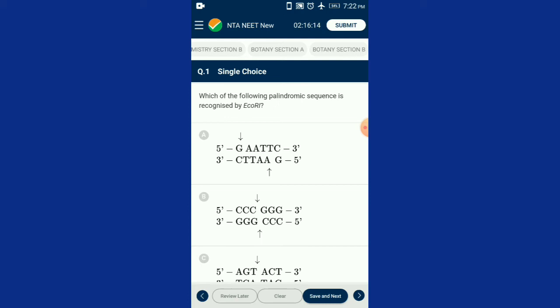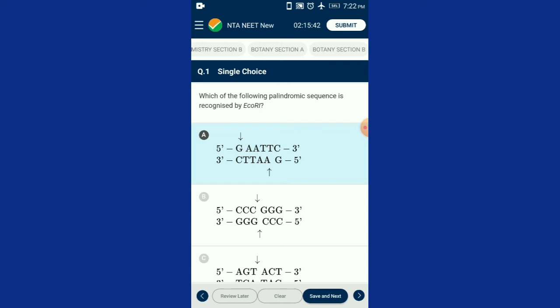Question number 1. Which of the following palindromic sequences is recognized by ECORI? See the given options. GAATTC towards the 5 to 3 end, from 3 to 5 end, while you are seeing, it is CTTAAG. It is recognized by ECORI. So the correct palindromic sequence is option A.